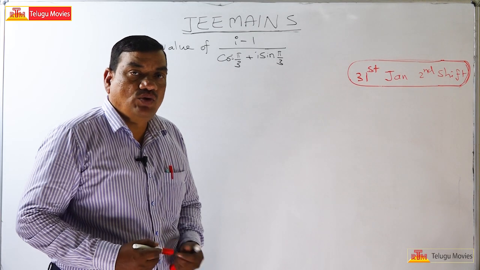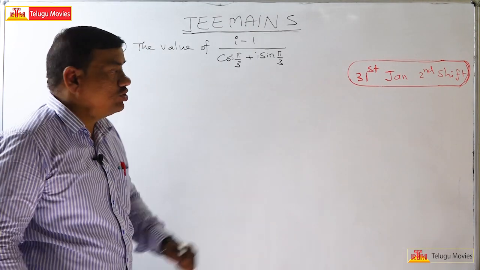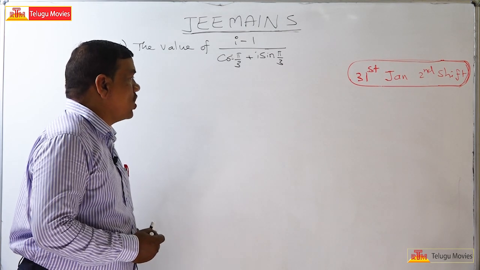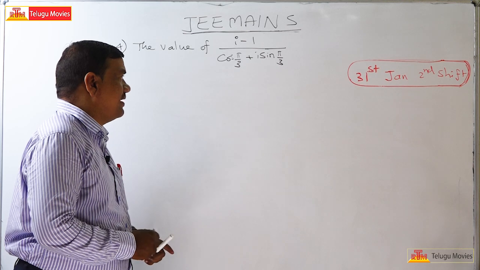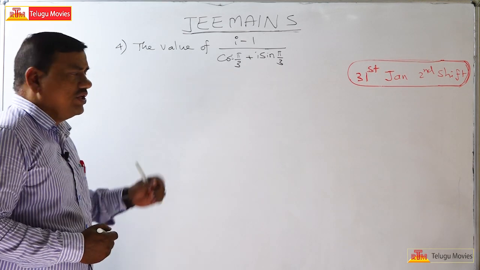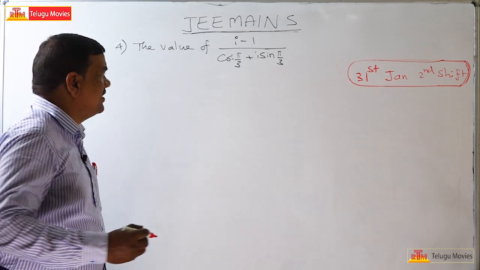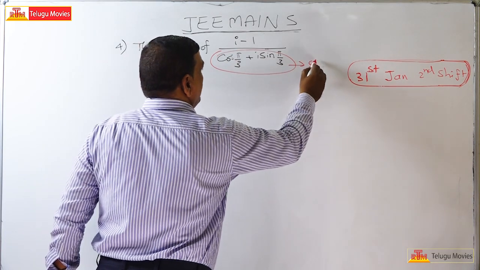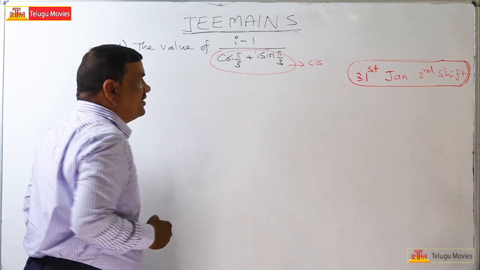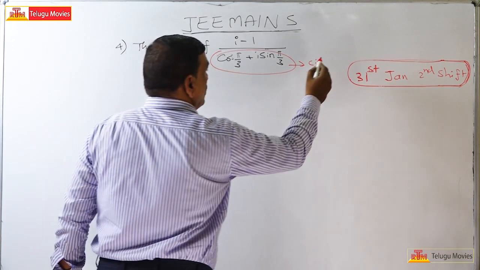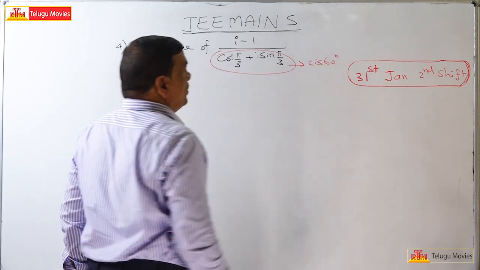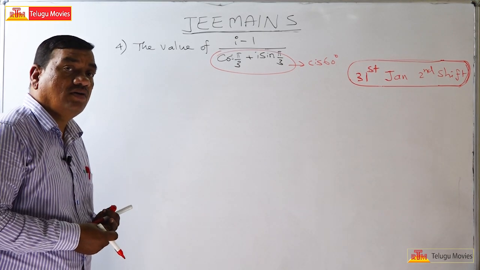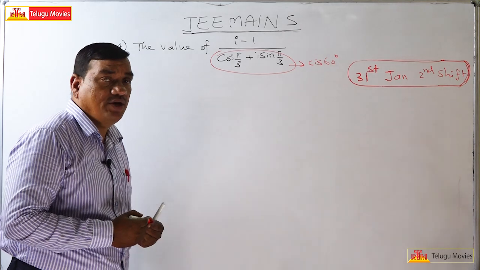Hi students, welcome to this fourth problem. Now we have to find out the value of (i minus 1) upon (cos pi by 3 plus i sin pi by 3). So the denominator is very clear: cos pi by 3 plus i sin pi by 3. Pi by 3 means 60 degrees, so we can write cos 60 degrees plus i sin 60 degrees. The denominator is clear. Then the numerator must also be written in modulus amplitude form.